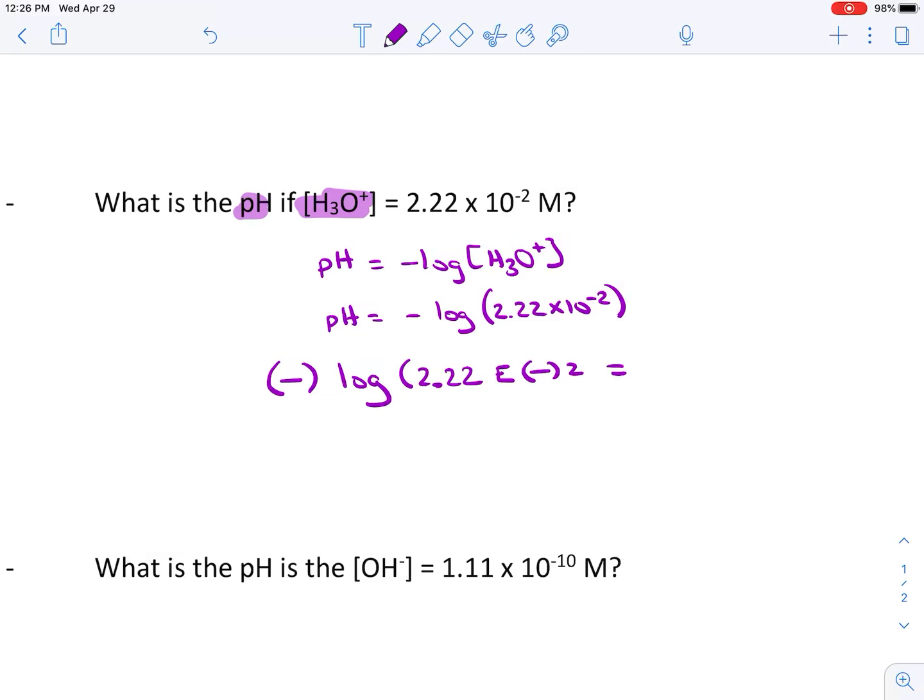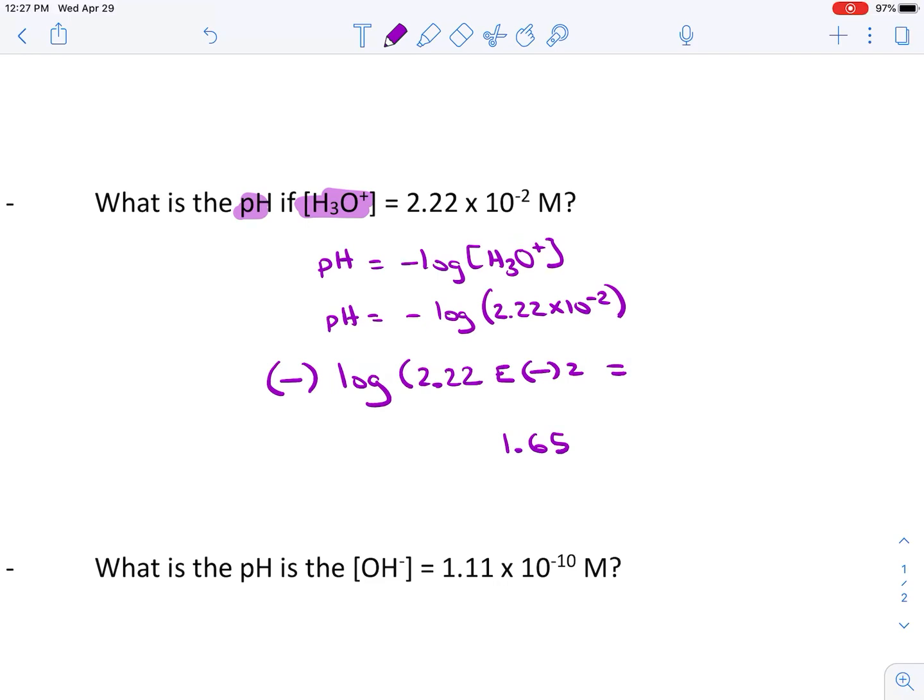So to go through that slowly, we've got our negative sign. Then we've got the log button. Then we're going to type 2.22. We're going to get the E button and then negative 2 and then hit equals. When you do this, the answer that you should come up with is 1.65. Please check and make sure that you got that on your calculator and you're understanding it and you typed it in correctly.